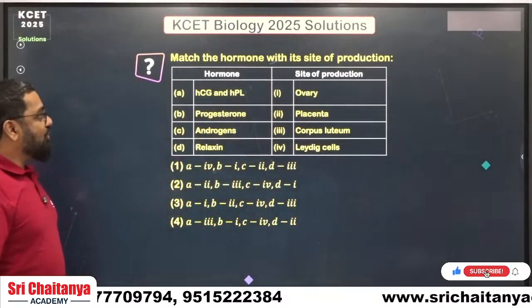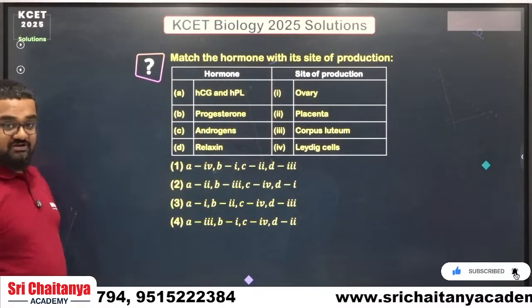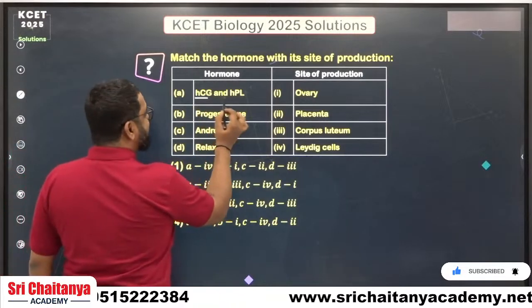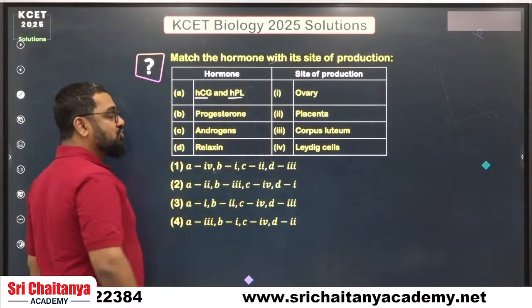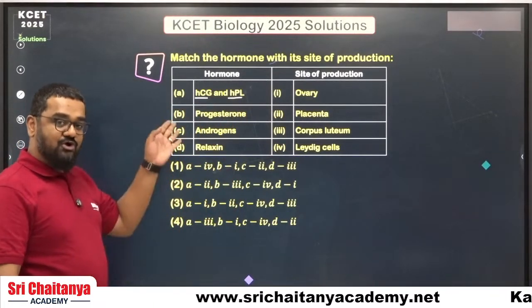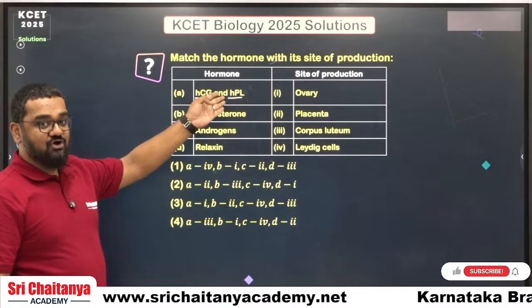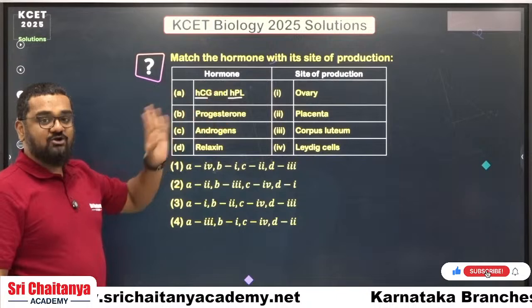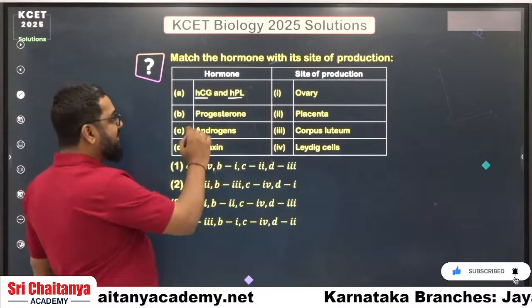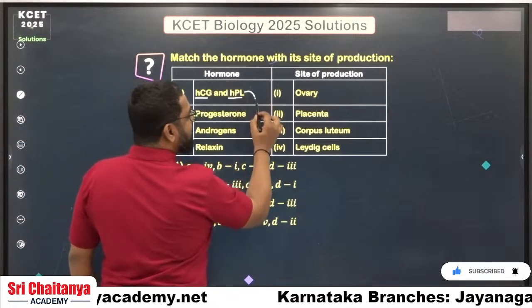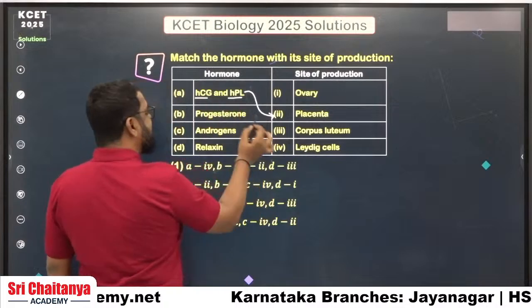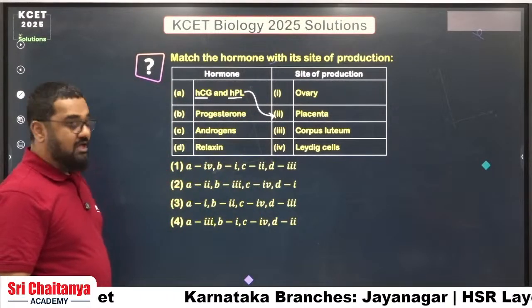So you can say option 1, that is 3 only. Next, match the hormone with its site of production. First one, HCG and HPL. This is human chorionic gonadotropin, chorion, right? Human placental lactogen, placenta. This is also called human chorionic somatomammotropin these days. So basically, these are released at the placenta. So you can say A is 2.